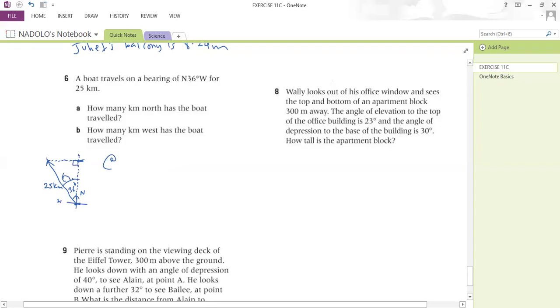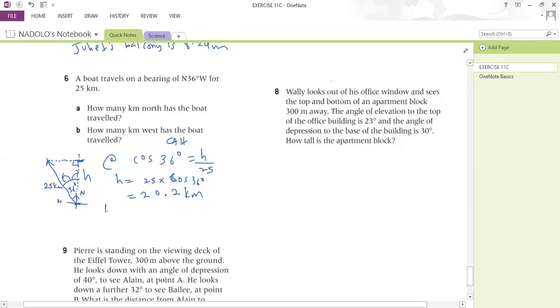So we will use SOH CAH TOA, and we have the hypotenuse of the triangle. Obviously they meet at 90, and then we need the adjacent. So adjacent and hypotenuse should be cos. So cos of 36 degrees should be given by adjacent, which is the height we need, divided by hypotenuse 25. So our height will be 25 multiplied by cos 36 degrees. So we're going to take 25 multiplied by cos 36, and you get your answer as 20.225. So to 3 significant figures, 20.2 kilometers. That is how far north it has traveled.